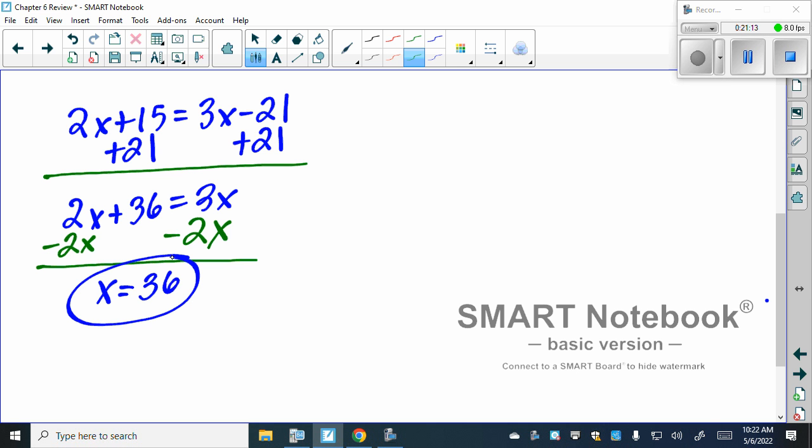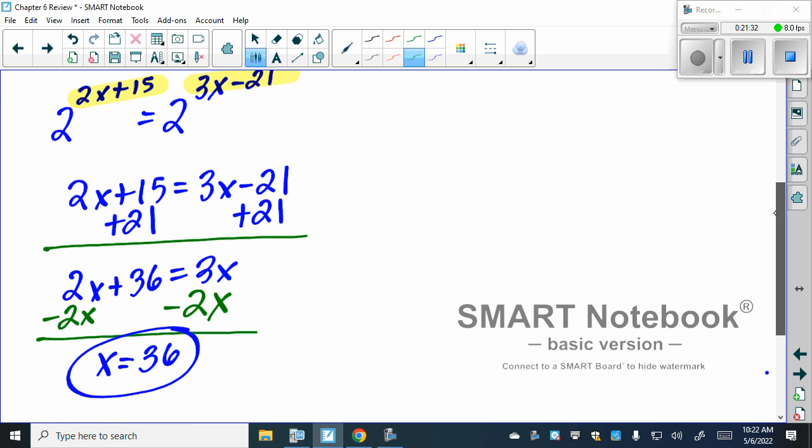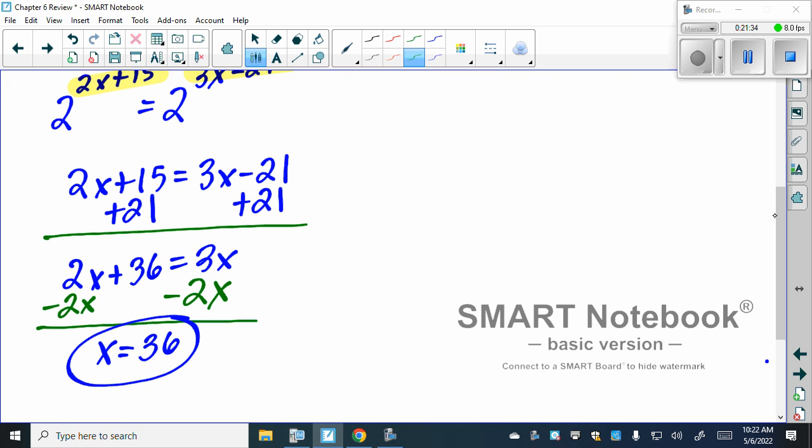Now, we don't have to worry about restrictions because, again, the x is in the exponents. Whenever the variable is in the exponents, it can be positive, negative, or 0. The only ones we have to worry about is whenever it's going back into the logarithms. Those cannot be 0 or negative. Any other questions on 40? Still good with 40? All right.